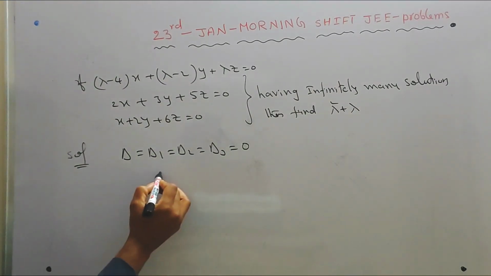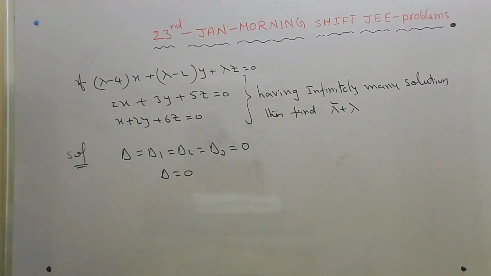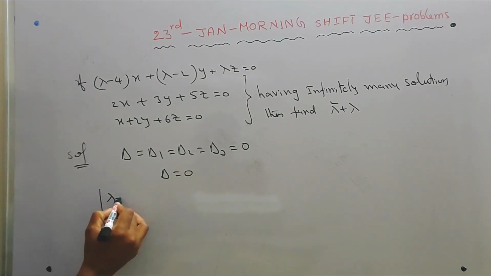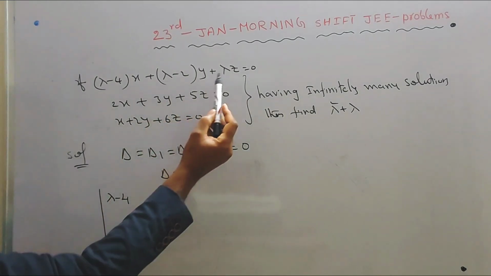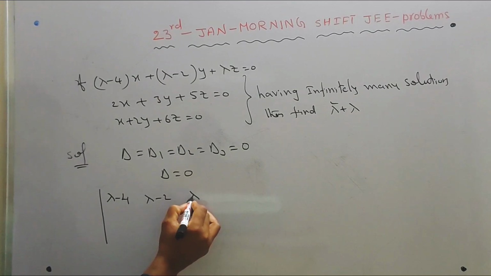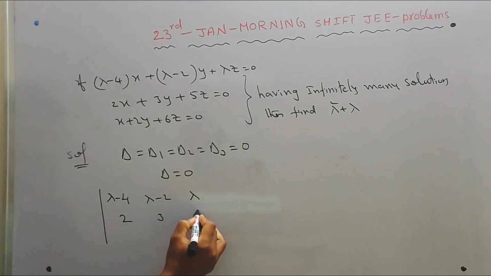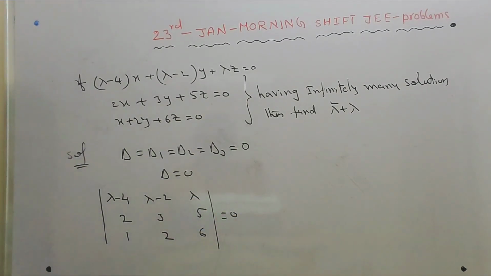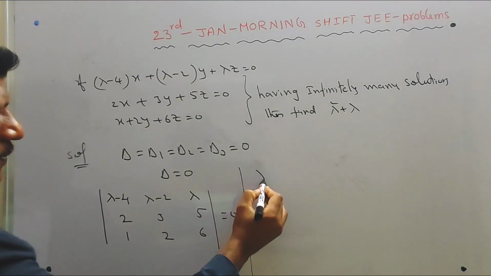Okay, right? Now I am taking here delta is equal to 0. First to form the delta matrix, that is the determinant of: lambda minus 4, lambda minus 2, lambda (these are the first equation's x, y, z coefficients), then 2, 3, 5, then 1, 2, 6, is equal to 0. So this is a 3 by 3 matrix. Then you find the determinant of this matrix so that you will get the lambda value finally. You know how to find the determinant, then you will get the lambda value.